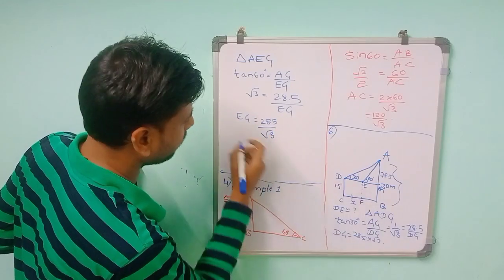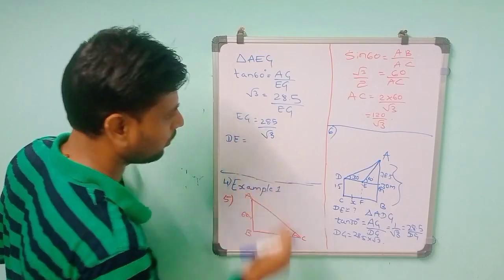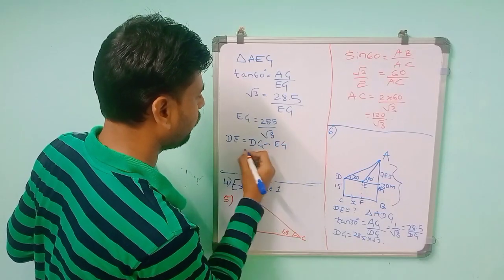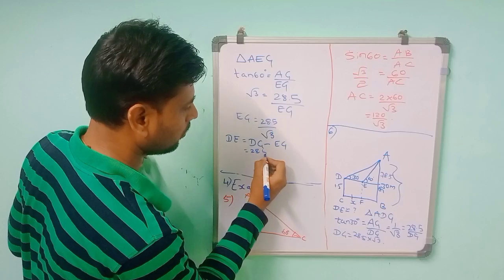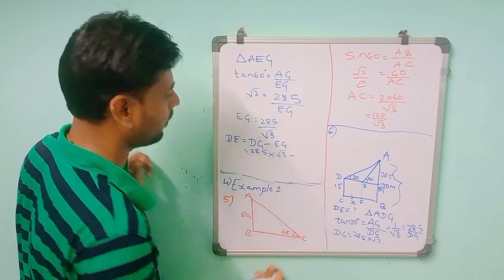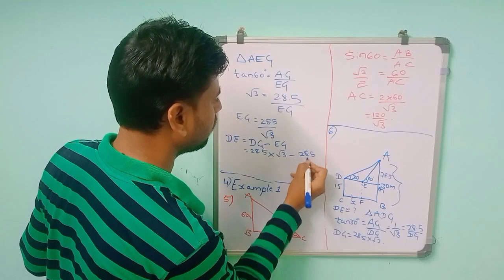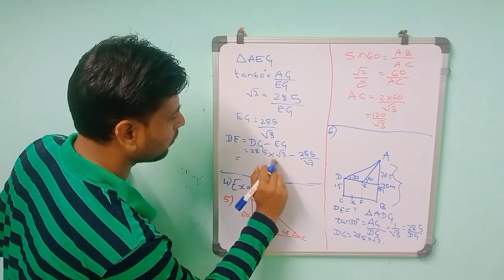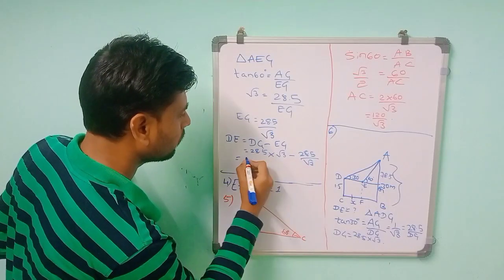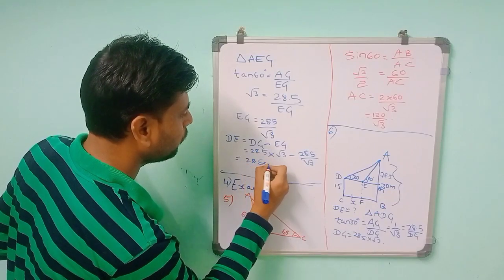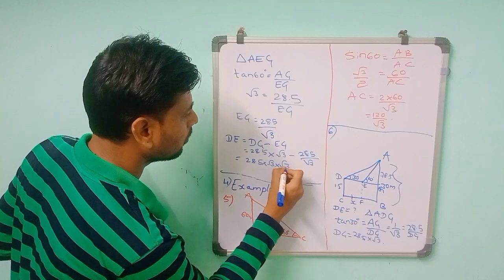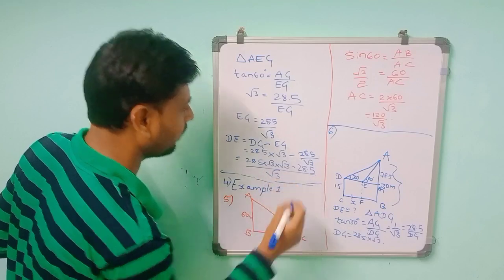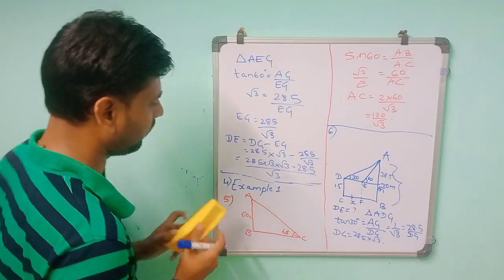Then we have to find out DE. DE is equal to DZ minus EZ. We found the DZ value, that is 28.5 into root 3, minus EZ, which is 28.5 divided by root 3. So take the LCM, which is root 3: 28.5 into root 3 into root 3 minus 28.5, divided by root 3.